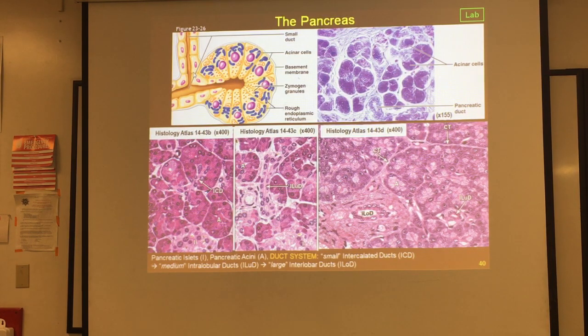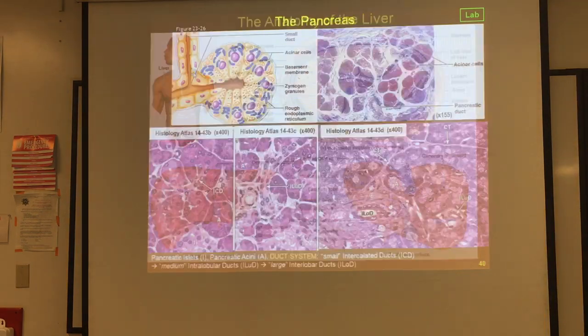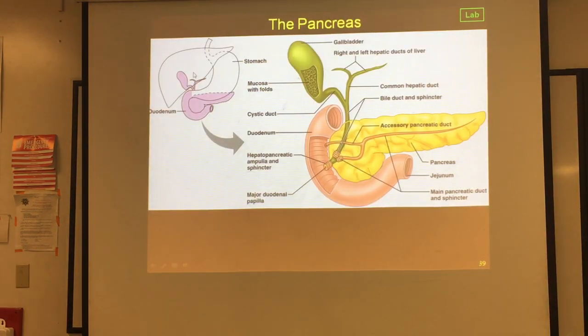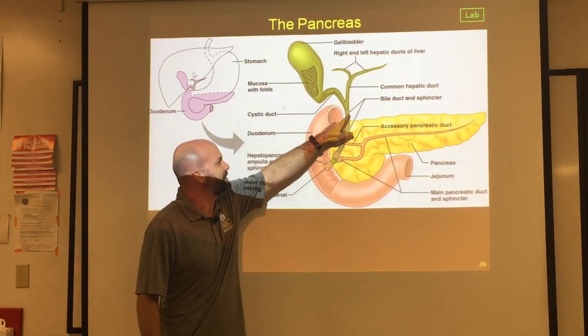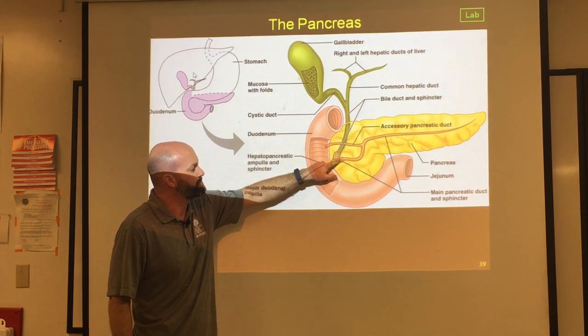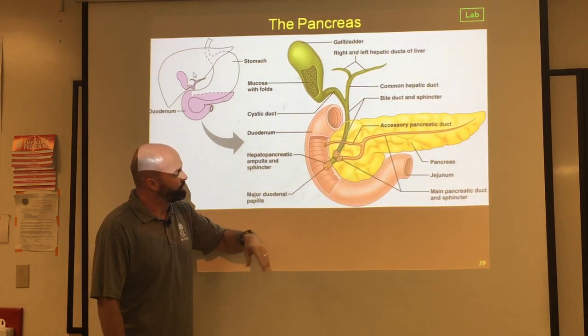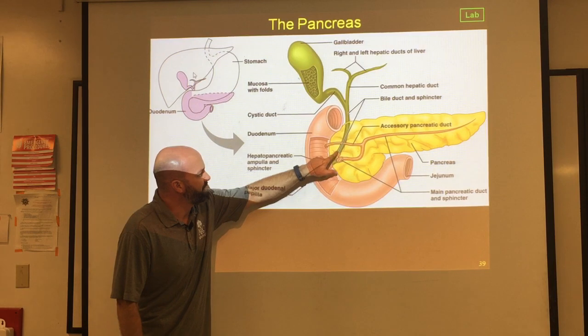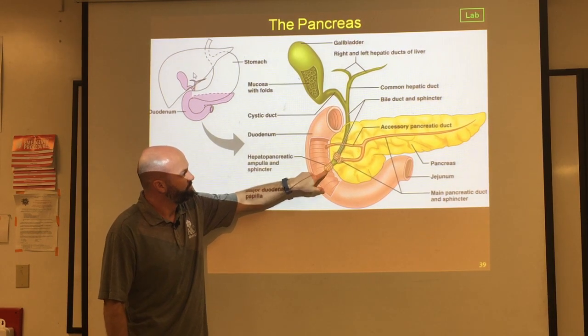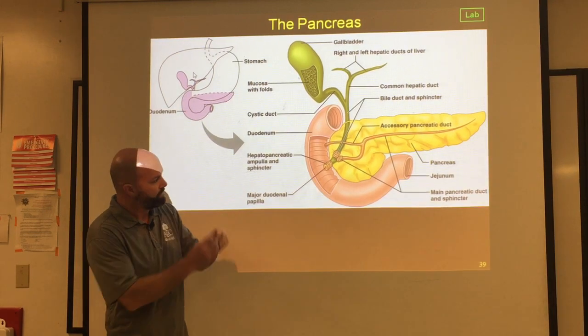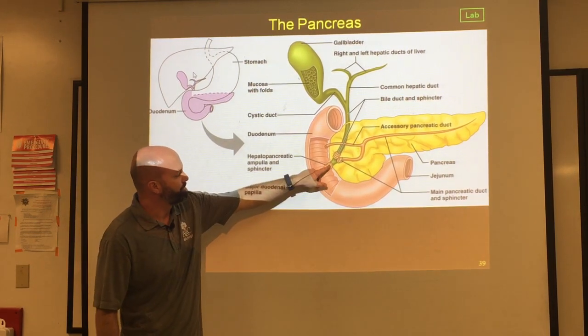The main pancreatic duct converges with the common bile duct, and they empty into the hepatopancreatic ampulla. So we'll go back and look at that again. And notice that the main pancreatic duct and the common bile duct each have their own sphincter, but you don't need to worry about those. The two vessels come together, empty into the wall of the duodenum, a little widened region called the ampulla.